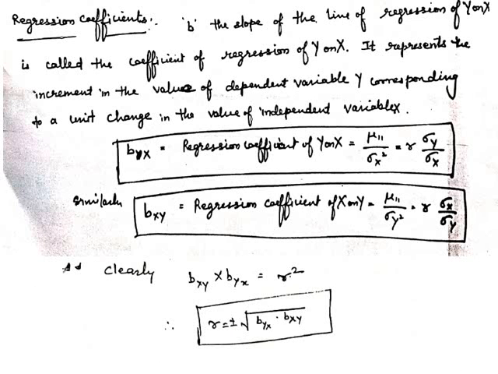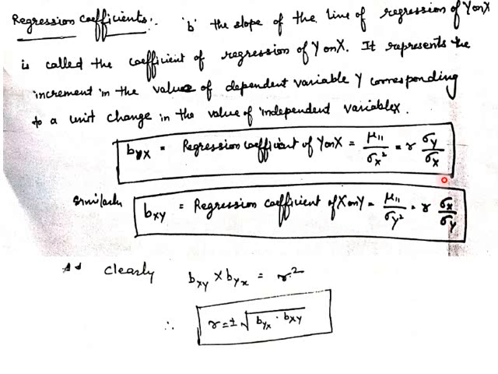Now we come to the next point, regression coefficient. In these two lines of regression, the slope is a regression coefficient. For the line of regression of y on x, we denote it by byx, and that byx equals mu 1 upon sigma x square, or in correlation coefficient format, r into sigma y by sigma x. Similarly, bxy is the regression coefficient of x on y, which is r into sigma x by sigma y.